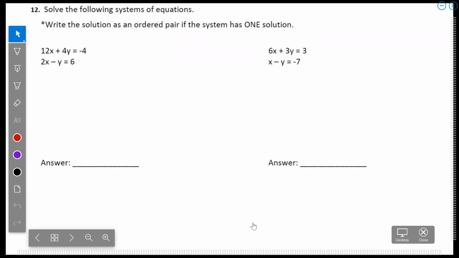For this one over here on the left, I would probably choose the elimination method. I would multiply everything on the bottom by 4, because that's going to allow my y's to cancel.